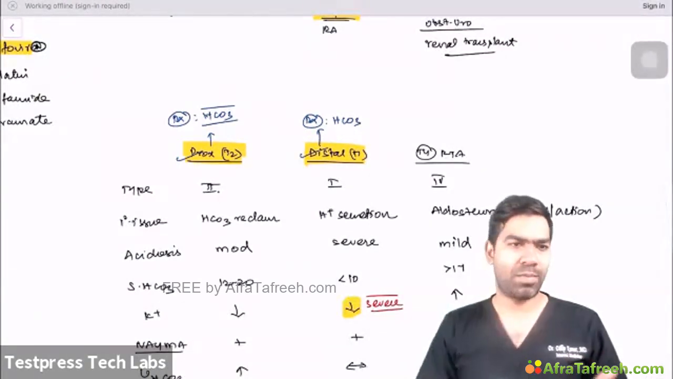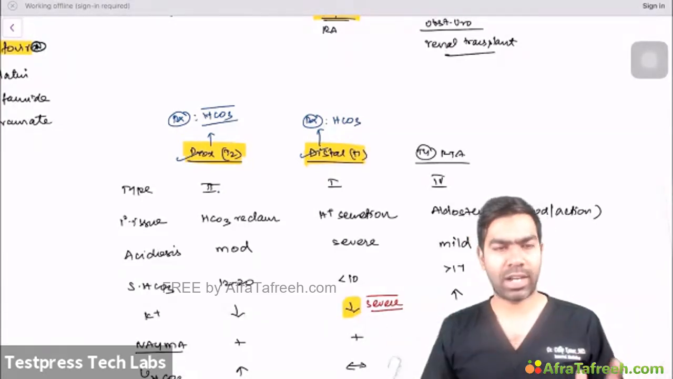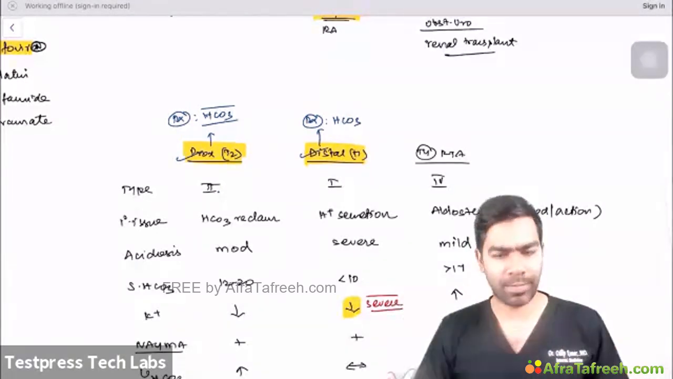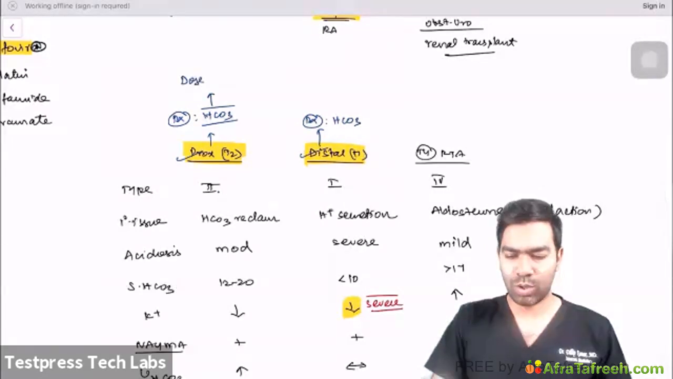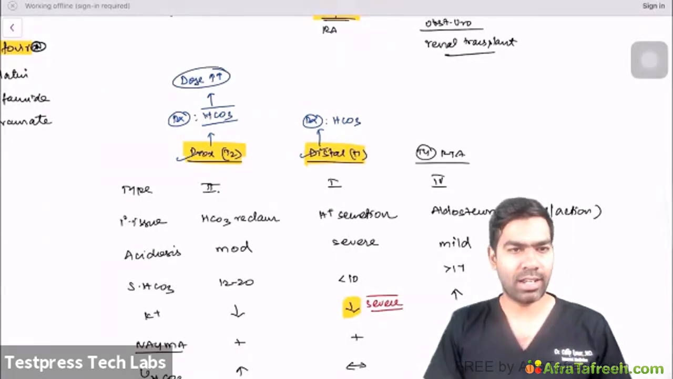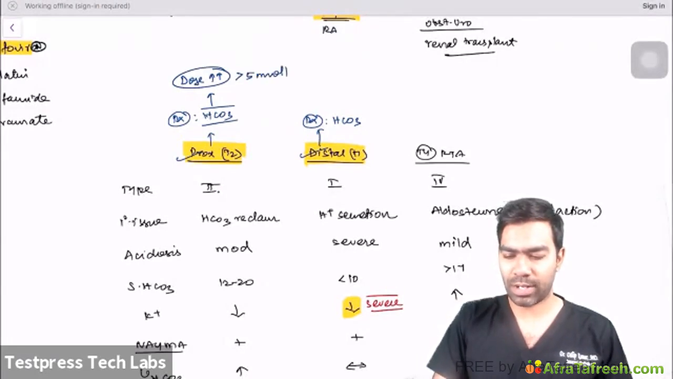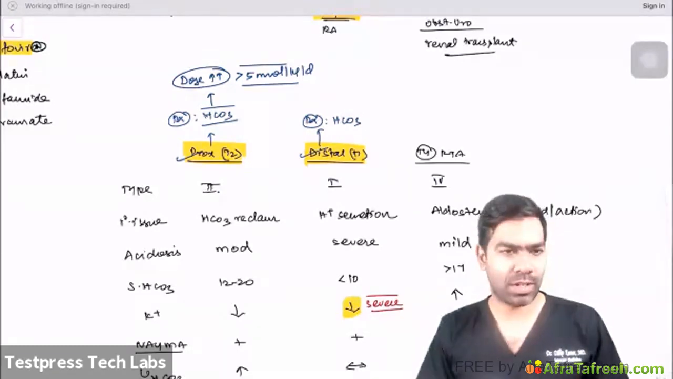Remember, as far as type 1 RTA, proximal RTA is concerned, there is so much bicarbonate loss happening. How much ever bicarbonate you give, usually it will not be able to keep up. It's like a leaking tank, it will keep on going. So the dose needed is extremely high. Typically, they will be needing more than 5 millimoles per kilogram per day, because of the severe bicarbonaturia.